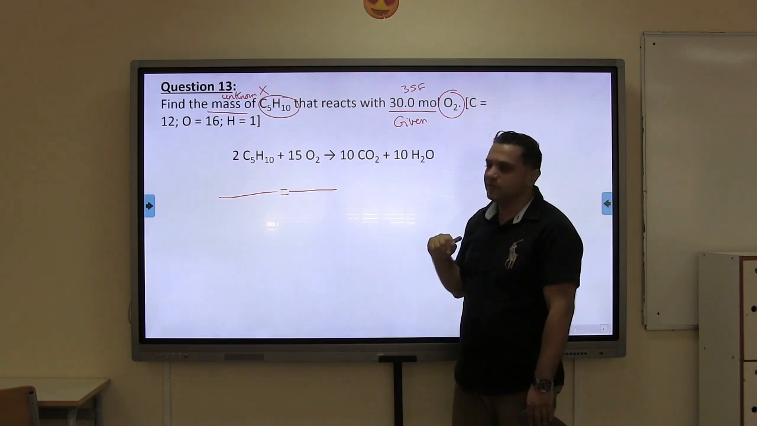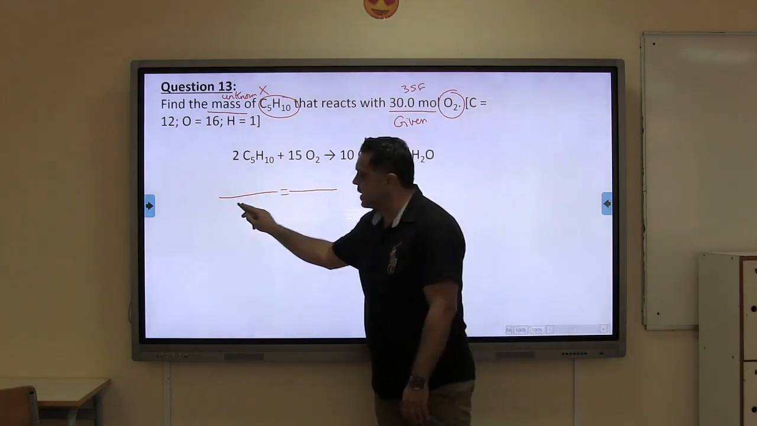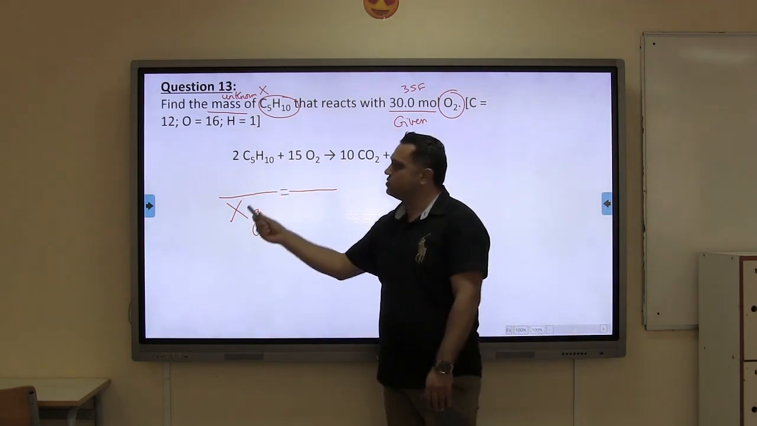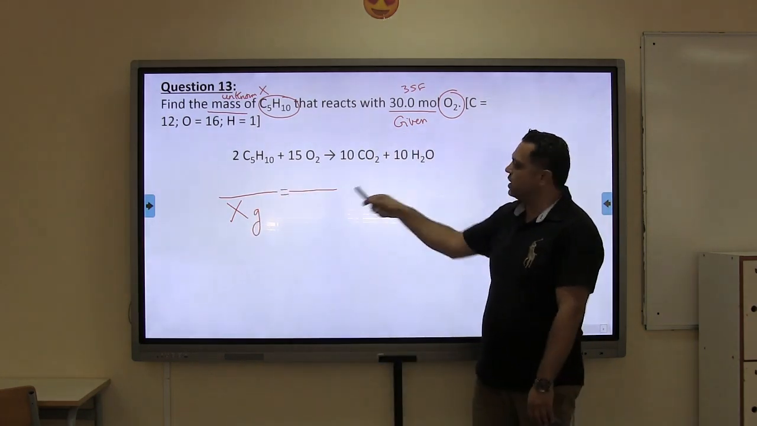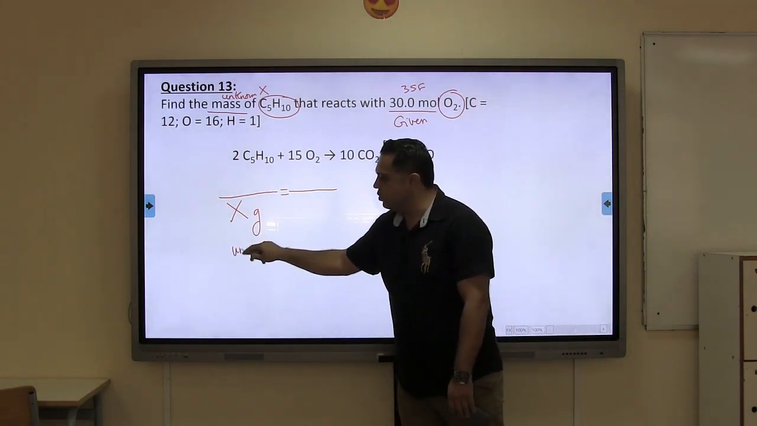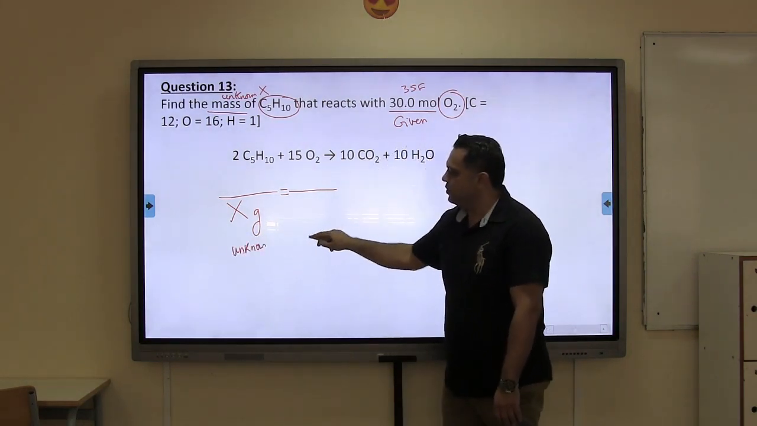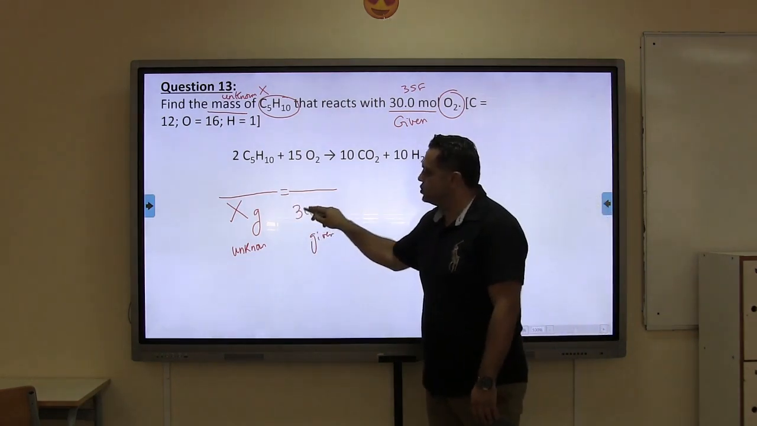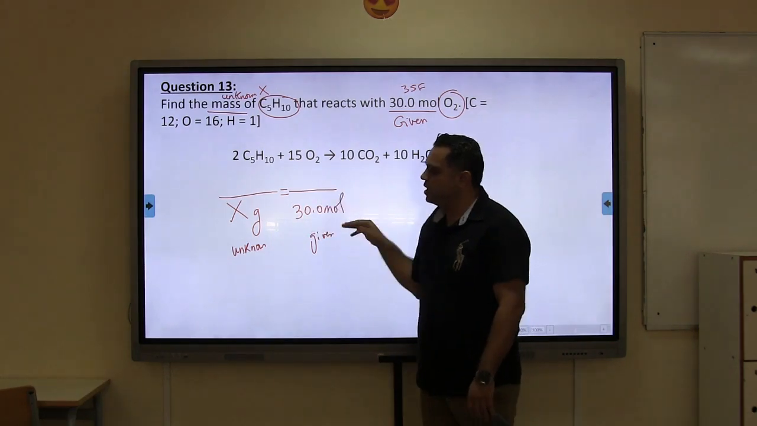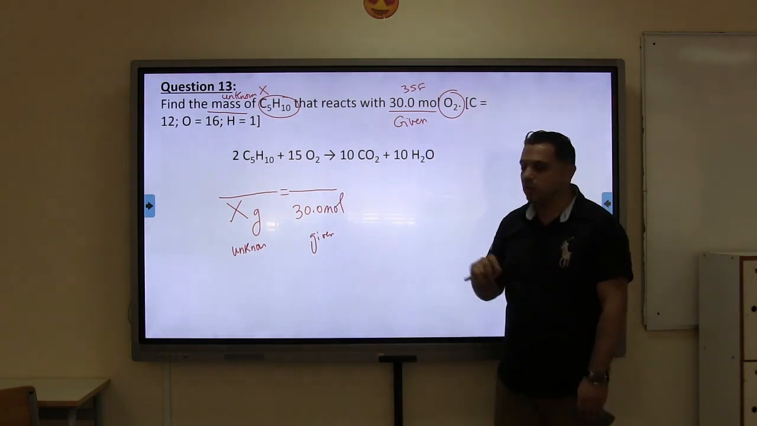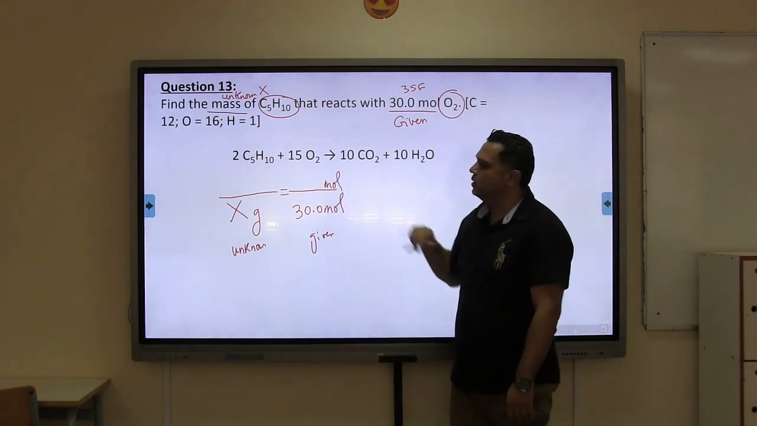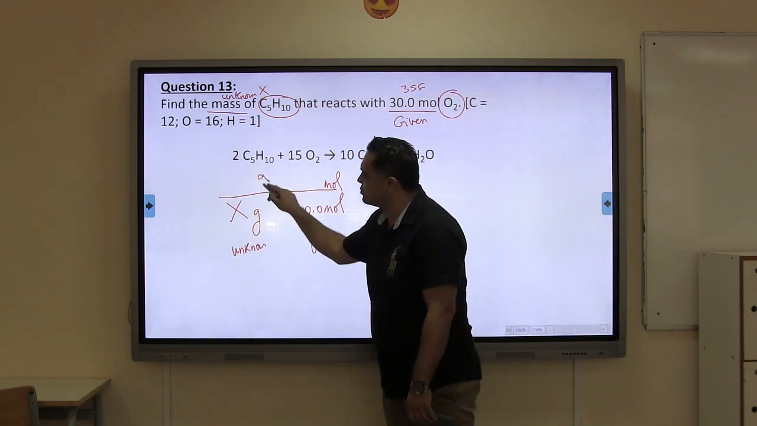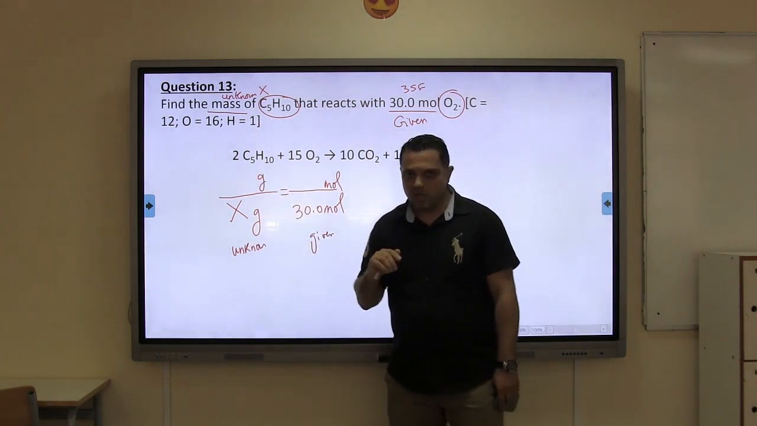Find the mass of C5H10. I don't know the mass, so the mass is X. X what? X grams. This is the mass. X grams of C5H12 reacts with a certain given of oxygen. The given is 30 moles. So the given and the unknown are to one side. And then I double check the unit. Moles here, I need to use moles for the oxygen. Grams here, I will use grams for C5H10.